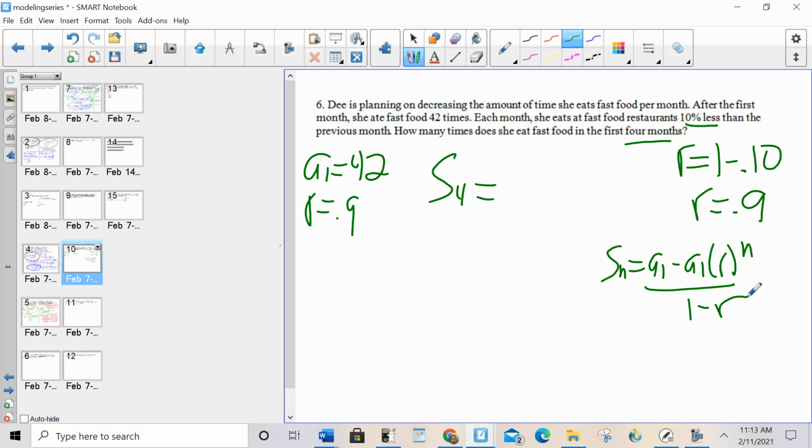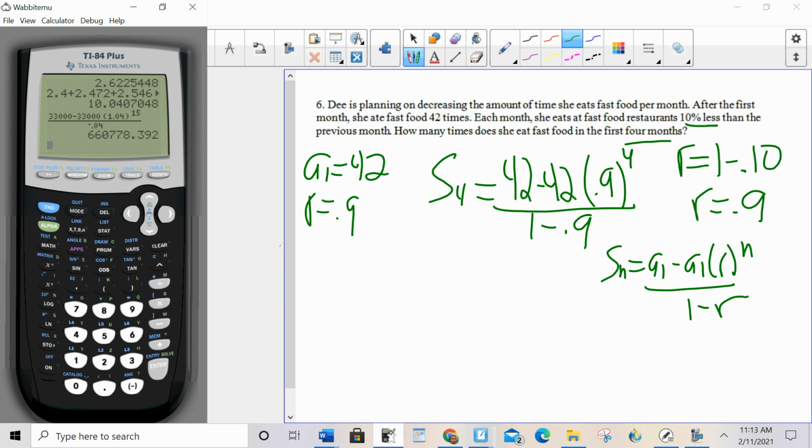So it's not asking you to write an equation here, so I can just go right to substituting 4 in for n. 42 times 1 minus 0.9 to the n, which is 4, over 1 minus 0.9. Pop it into the calculator. 42 times 1 minus 0.9 to the power of 4 over 1 minus 0.9.